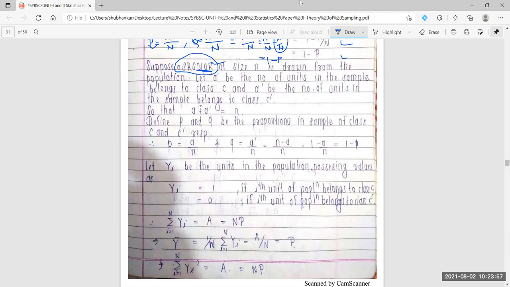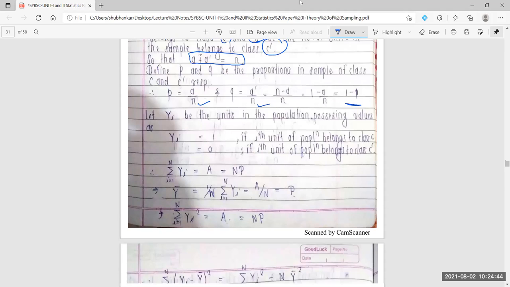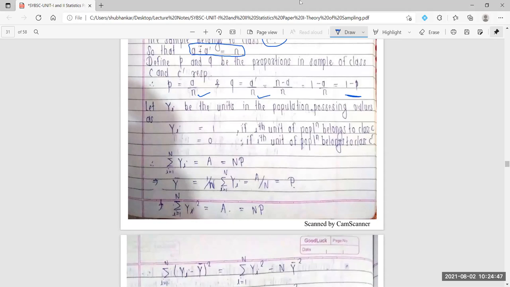Okay, so suppose an SRSWOR of size n is drawn from the population. Now here comes the role of the sample. The sample has sample size small n, and let small a be the number of units in the sample belonging to class C, and a complement the number of units in the sample belonging to class C complement, so that you get the relation a plus a complement is equal to n. Let p be small a divided by n, and q be a complement divided by n. So q is equal to 1 minus p, as we saw earlier in the population case.